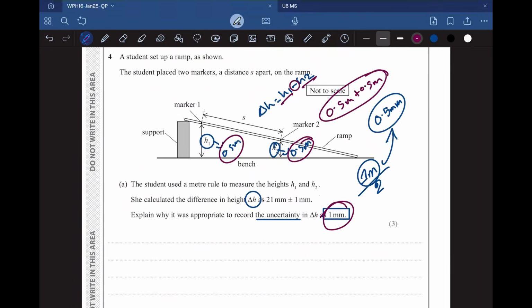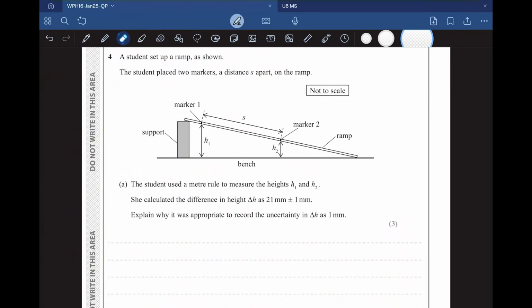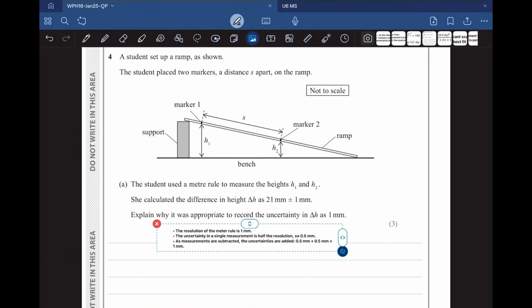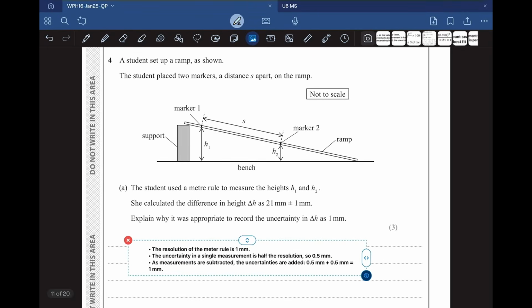Now let's look at how the answer is going to be for this question. You will have to write the answer basically in this way. We know that the resolution of the meter rule is actually 1 millimeter.